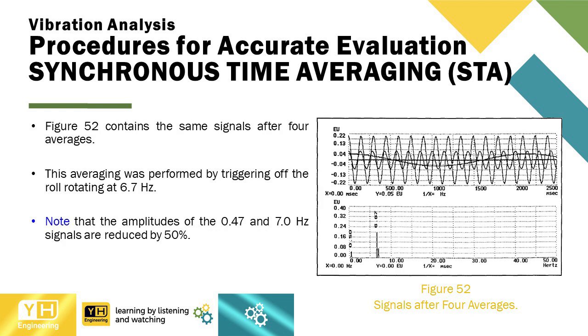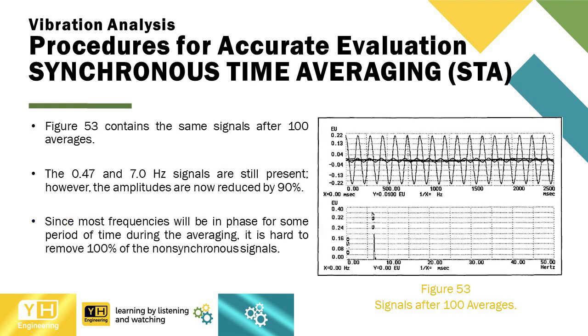Figure 52 contains the same signals after 4 averages. This averaging was performed by triggering off the roll rotating at 6.7 Hz. Note that the amplitudes of the 0.47 and 7.0 Hz signals are reduced by 50%. Figure 53 contains the same signals after 100 averages. The 0.47 and 7.0 Hz signals are still present, however, the amplitudes are now reduced by 90%.